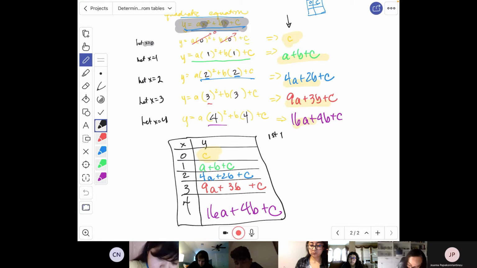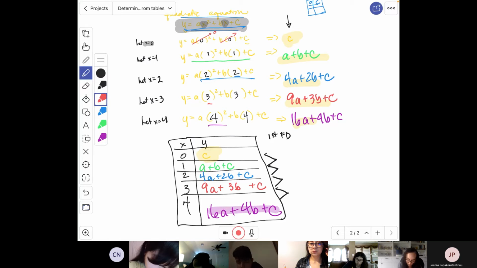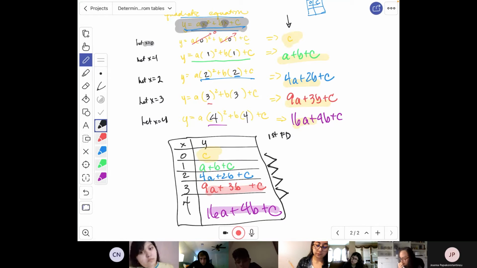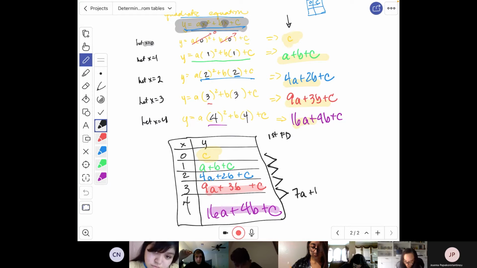So our first finite difference, here we go. We are subtracting. If I take 16A plus 4B plus C and subtract the previous output from it, what do I get? 16A minus 9A is? 7A. Is that correct? Yes, it is. And what about 4B minus 3B? B. Okay, and then C minus C? 0. So does everybody see how the first finite difference is 7A plus B?